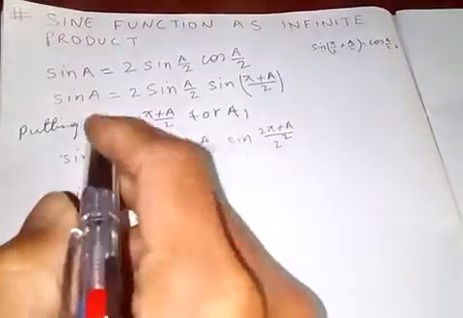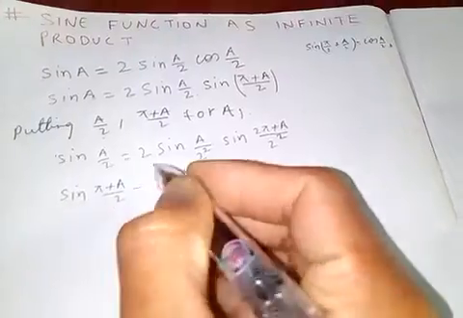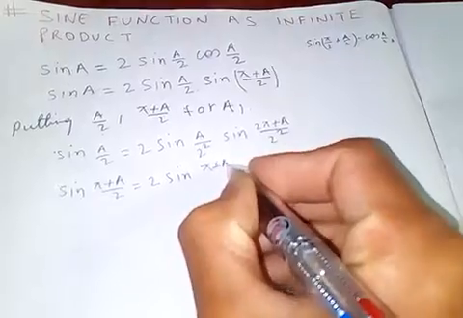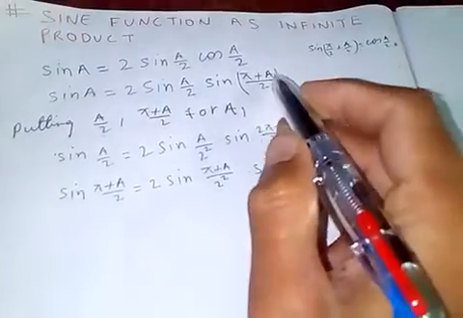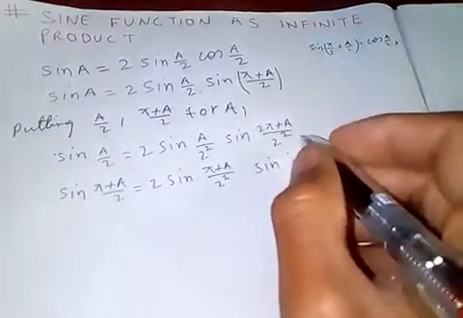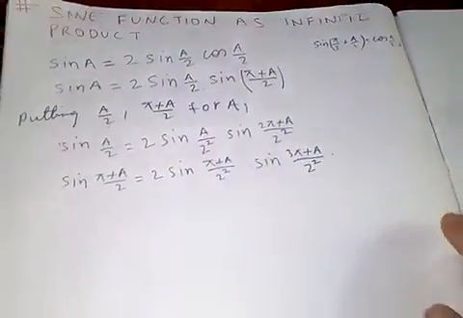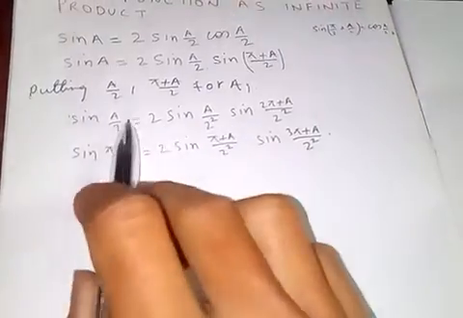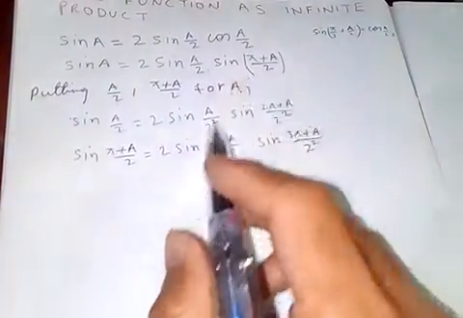Now if I put pi plus A over 2 in place of A, what I will get is sine of pi plus A over 2 equal to 2 sine of pi plus A over 2 squared, and sine of, in place of A, pi plus A over 2, 3 pi plus A over 2 squared. Now putting these two values in here, in place of this you will keep this one, in place of this you will keep this one.